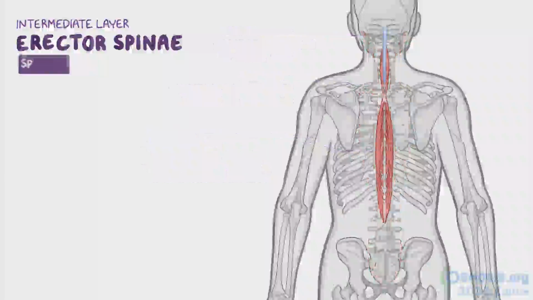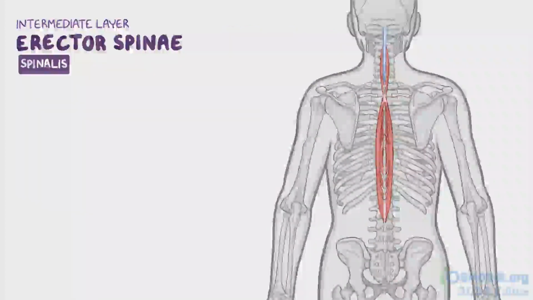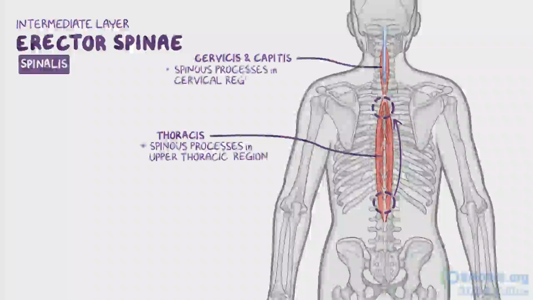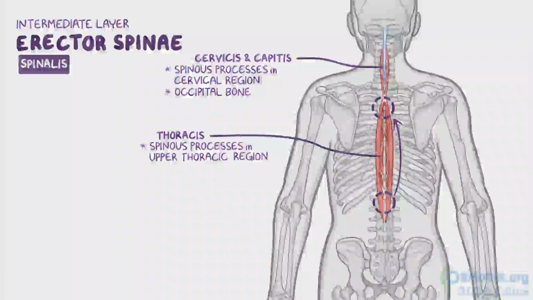And finally, the spinalis muscle is the most medial erector spinae muscle, running from spinous processes to more superior spinous processes. It consists of thoracis, cervicis, and capitis portions that insert on the spinous processes in the upper thoracic region, the spinous processes in the cervical region, and to the occipital bone. However, spinalis cervicis and capitis are highly variable and may be fused with other back muscles or be absent entirely.